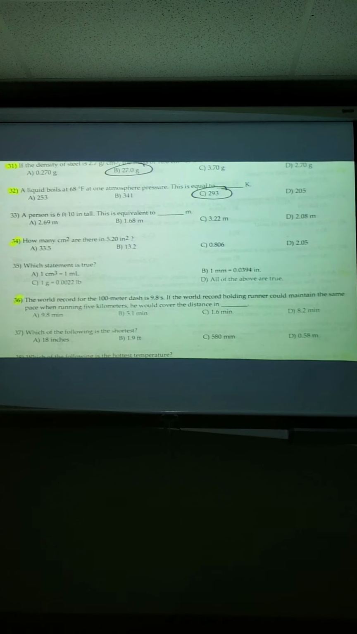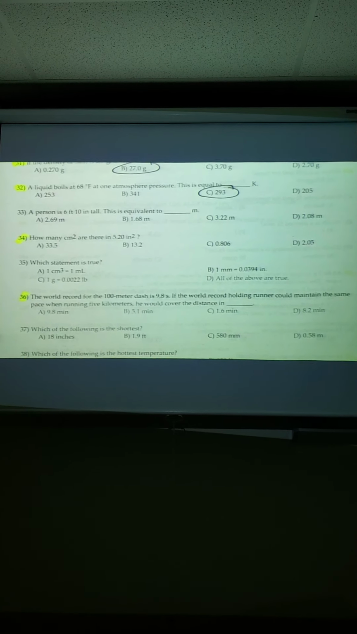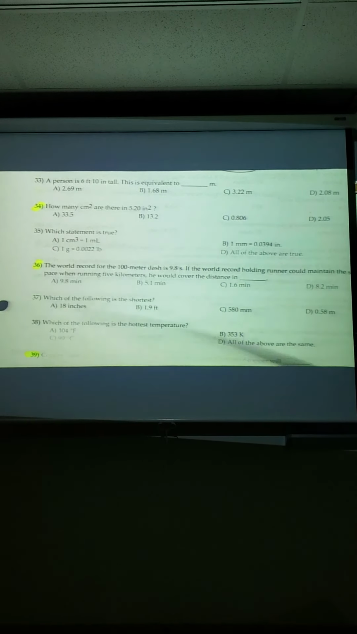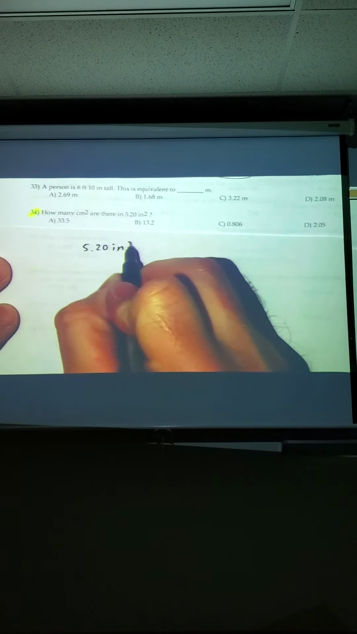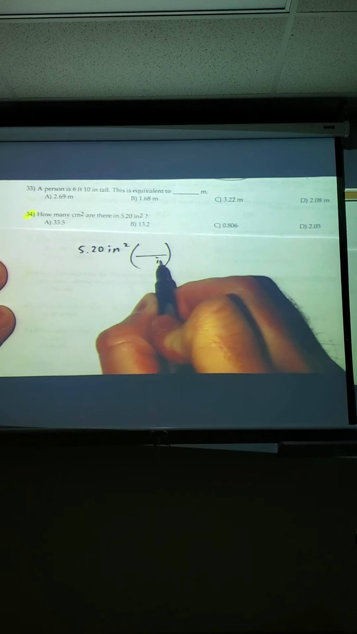A lot of potential conversions. This is probably the toughest one because you had to do two to get to 34. Talks about centimeters squared to inches squared. So this is an area to an area. So if we have 5.20 inches squared, we have to get rid of inches twice. You get rid of inch once, the square goes away, you get rid of it twice, the inches go away. We want centimeters, so centimeters times centimeters would be centimeters squared, and that's what we want.